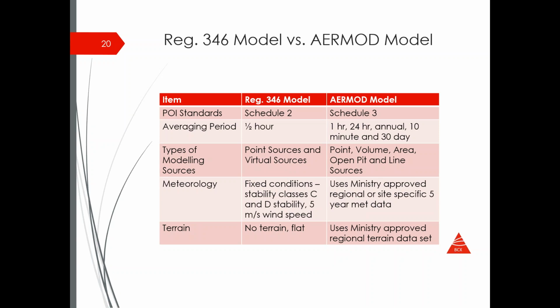As far as terrain is concerned, 346 is very flat. It assumes your site is on a plank. There's no changing elevation for your site. But for AERMOD, we are using the ministry-approved terrain data for your region.